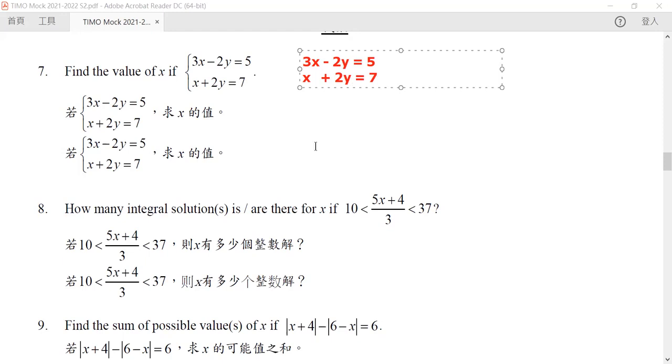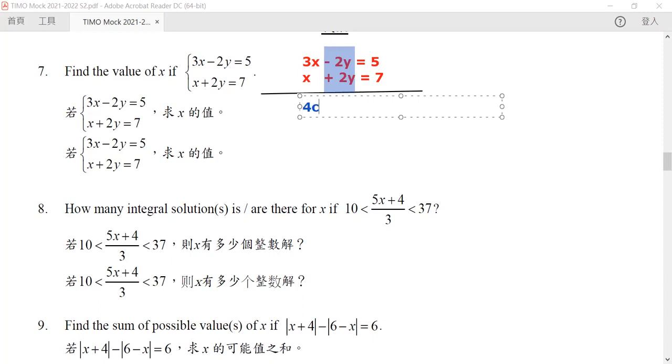So if we add these two together, the minus 2y and plus 2y will cancel out. For our 3x plus x, it will go to 4x. And for our 5 and 7, it will go to 12. So you can immediately see that since 4x is equal to 12, x is equal to 3.